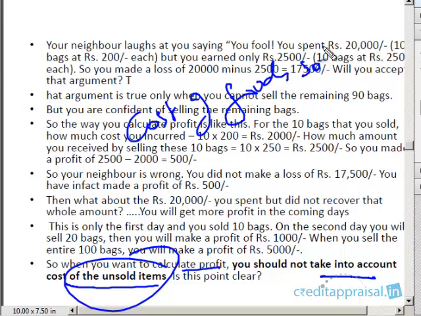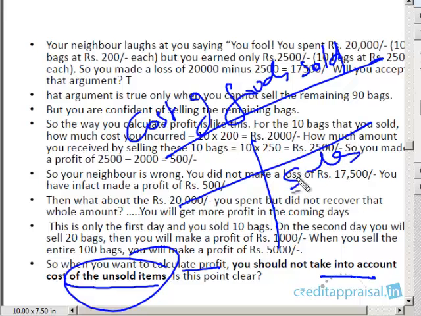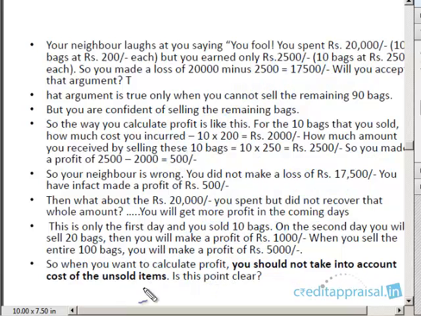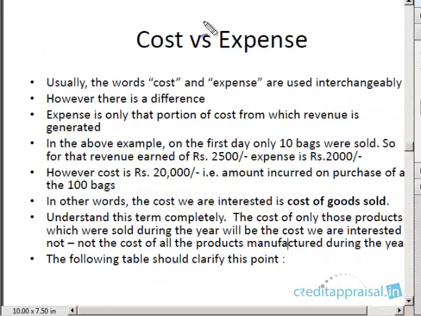Cost of goods sold is a very important term. When you are drawing a P&L account, the sales and the cost, this is the cost of goods sold. Only for the goods which are sold, for only those goods, whatever cost is incurred, you have to show in the P&L account. Not the entire cost of purchase, right? Not the entire cost of production, right? The cost of unsold goods should not be shown in the P&L account.